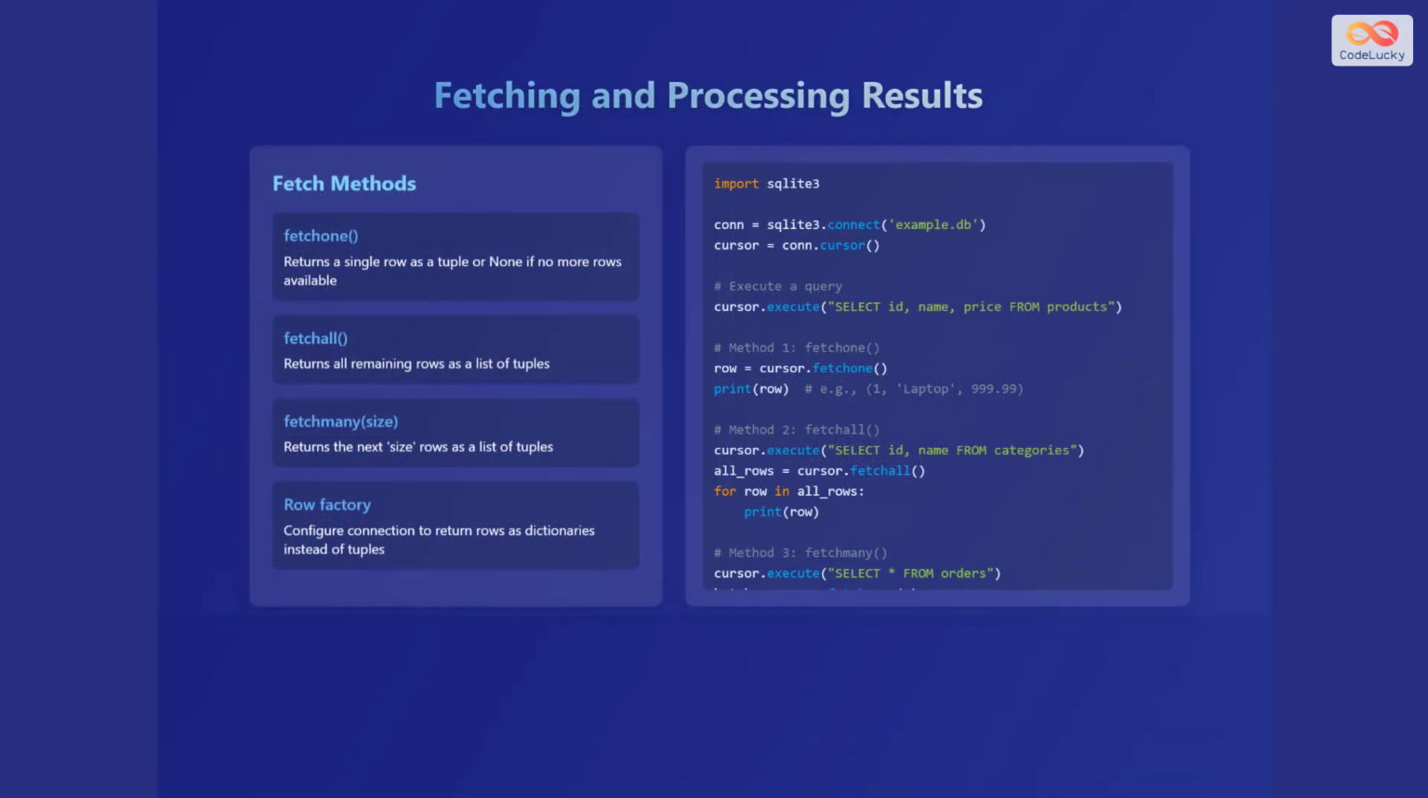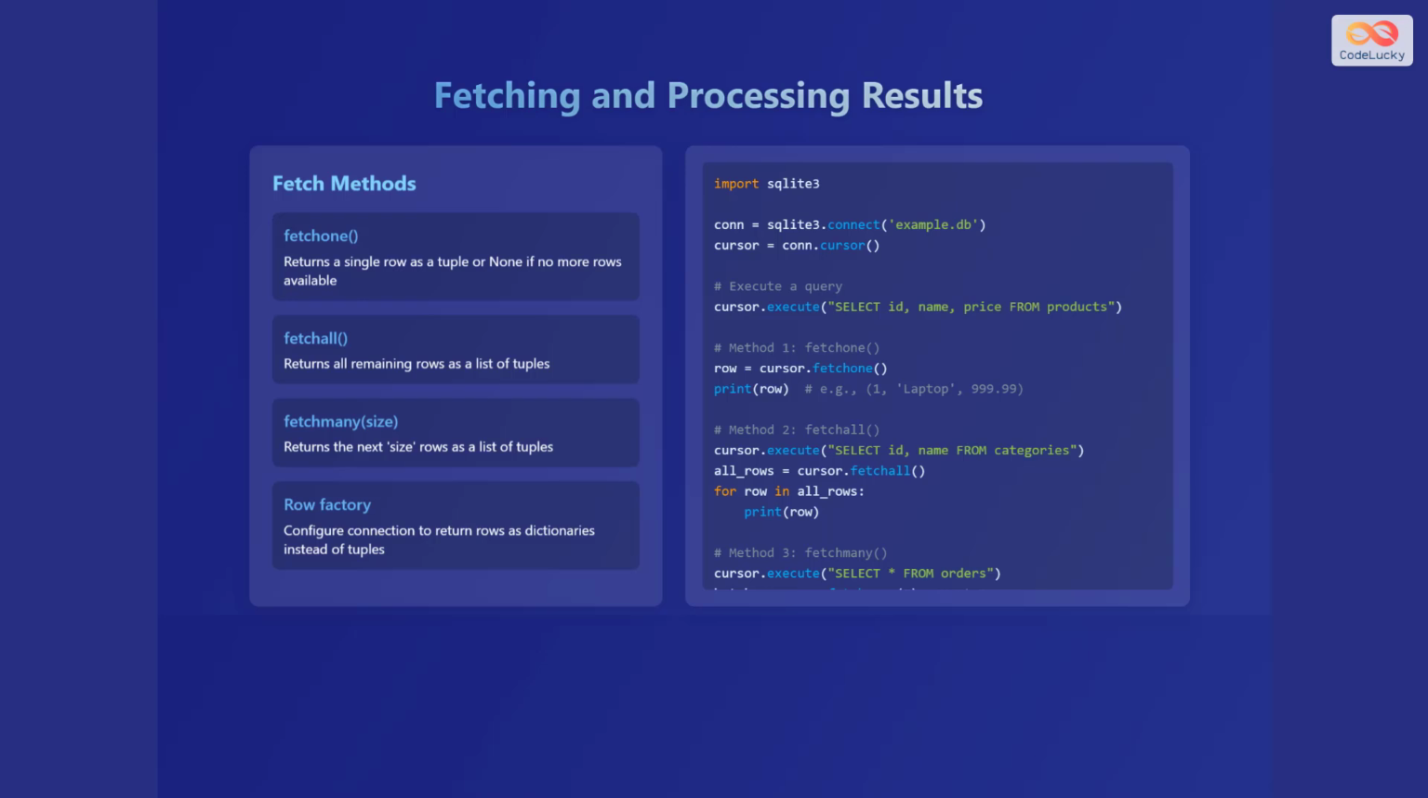There are different methods to fetch the results. The fetchone method returns a single row as a tuple or None if there are no more rows available. The fetchall method returns all the remaining rows as a list of tuples. The fetchmany method returns the next size rows as a list of tuples. We can also configure the connection to return rows as dictionaries instead of tuples. Here is the code example.